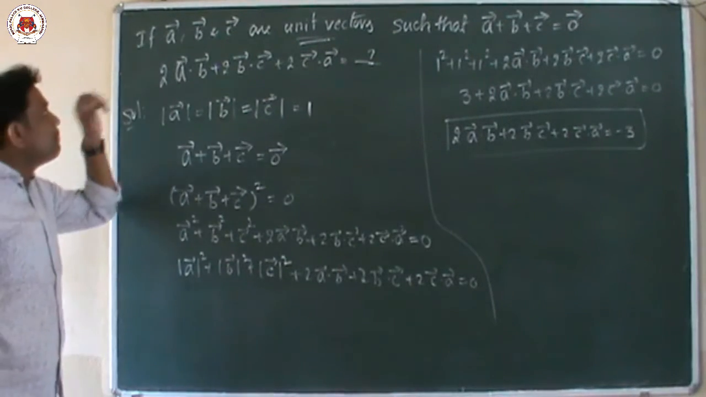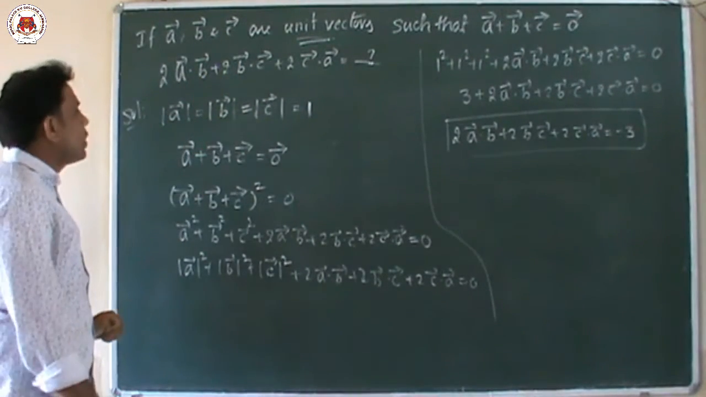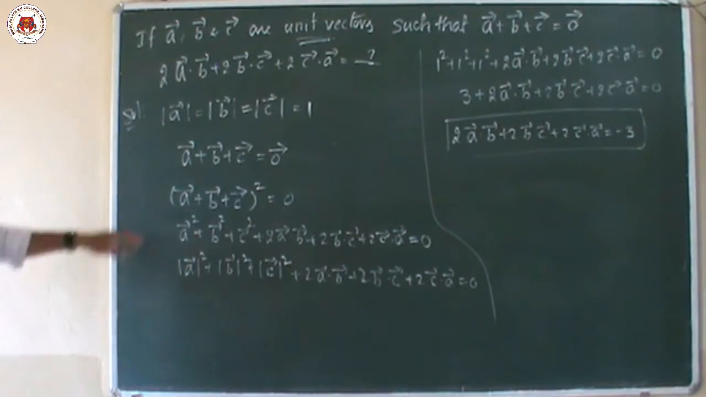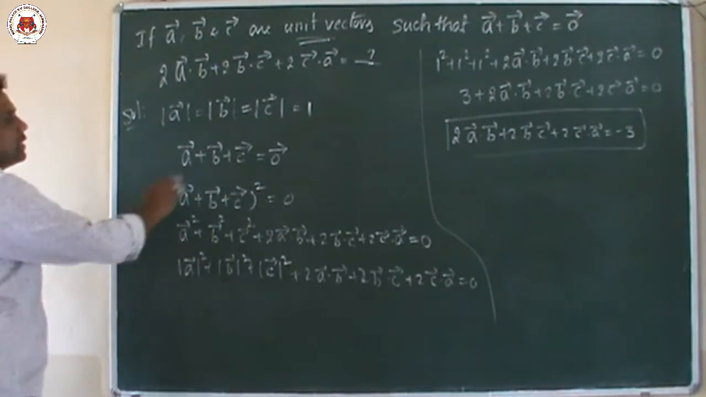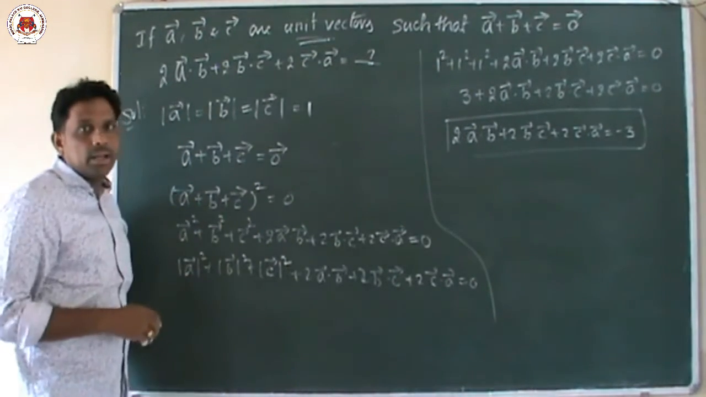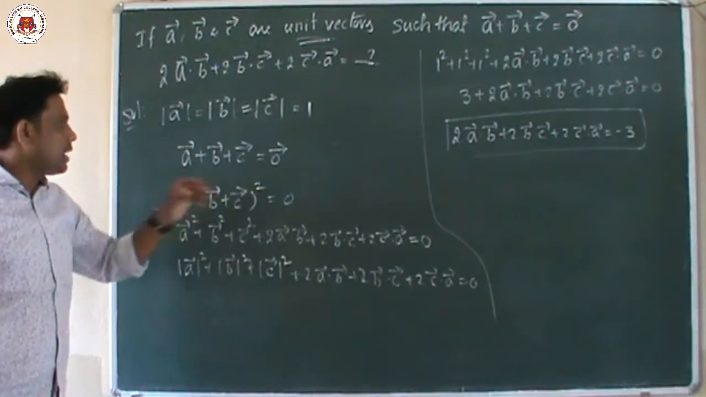One more time, children: A, B, C are unit vectors. Unit vector means whose modulus is equal to 1. And he gave the condition, vector A plus vector B plus vector C equal to 0 vector. Squaring on both sides, but actually in theory we can't do the squaring. But for competitive exams, we have to do shortcuts. That's why squaring on both sides.